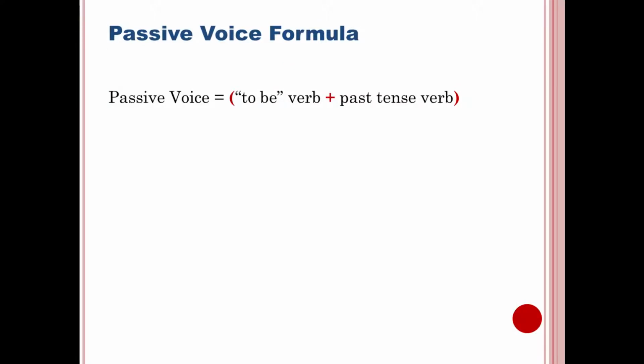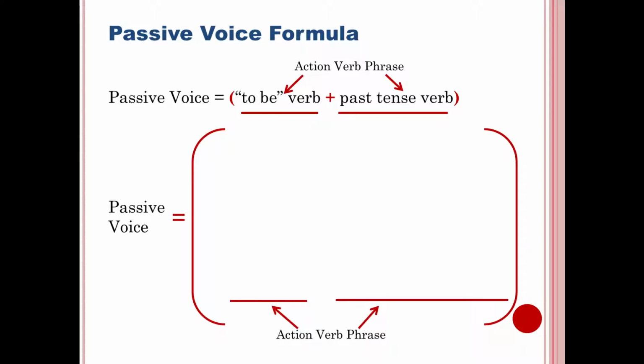So here's the passive voice formula, and you will need to memorize this formula. It's only this that we consider passive voice. So passive voice equals a to-be verb. You can think of that as one variable, plus a past tense verb. Think of that as a second variable. So we have to have two variables in every passive voice formula in order for it to be passive voice.